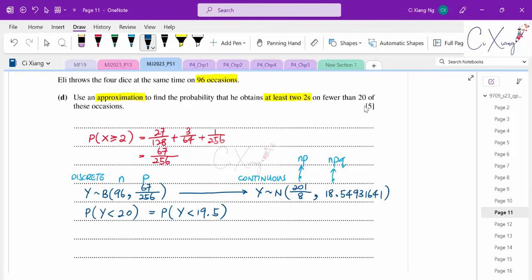All right. After that, since I know that it is now a normal distribution, to calculate the probability I need to change the y to z. So I have to standardize it. How to standardize it? I use 19.5, minus the mean, 201 over 8, and then divide by the standard deviation. The standard deviation is the square root of the variance, right? So standard deviation should be the square root of the variance.